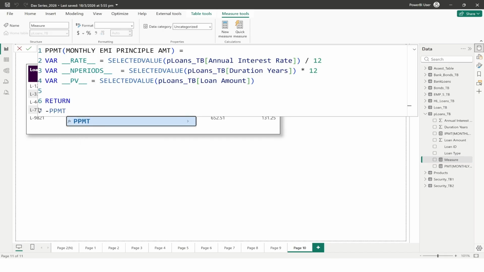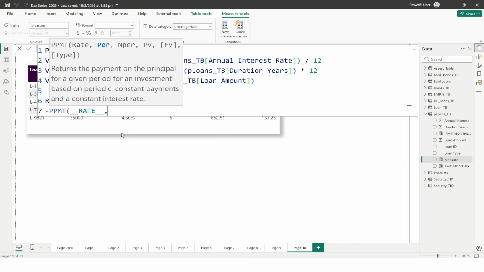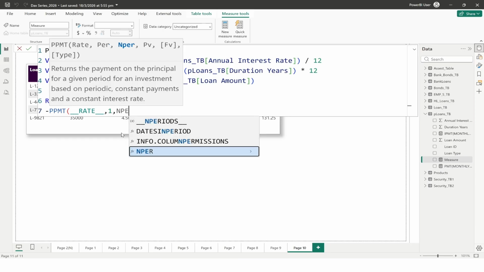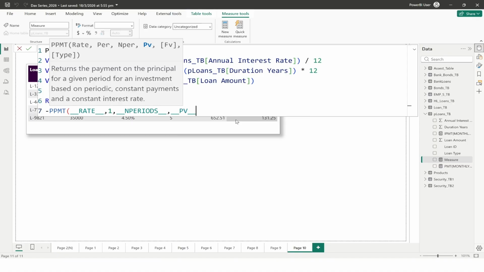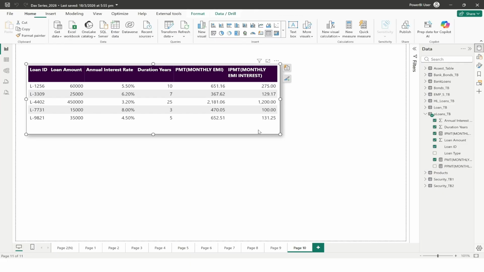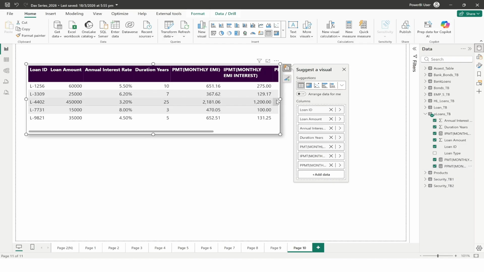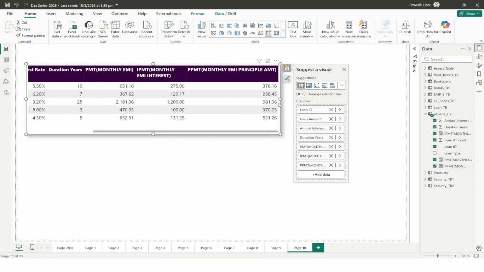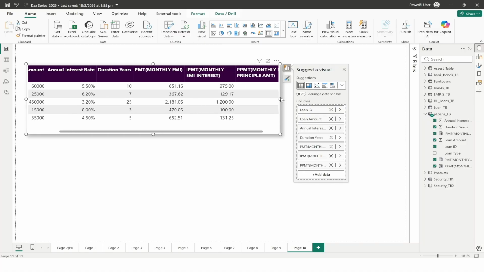So PPMT. So here first rate, for the rate you can call rate variable. So for the period, I am going to pay at the beginning of the month, 1, and number of periods n period. Then present value you can call present value variable. Now let's execute this. Now here if you see, it is executed successfully. Now let's go and drag this PPMT measure here. Okay. Now here what I'll do, let me expand this.